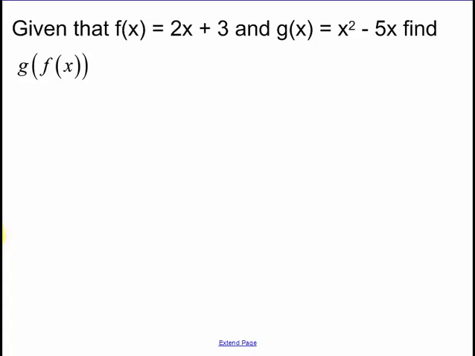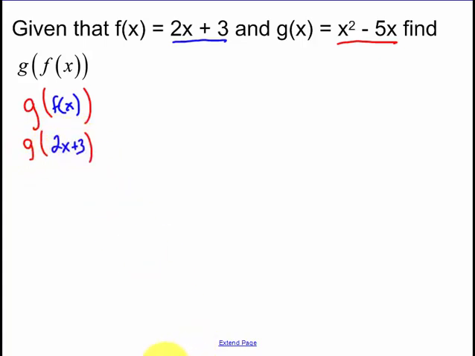Now the last thing that's really important for us in calculus is composition of functions. So we have our f of x function, and we have the g of x function. And I'm finding g of f of x. So I'm finding g of the function 2x plus 3. So my g of x function then is something squared minus 5 times that something, and we have 2x plus 3, 2x plus 3.